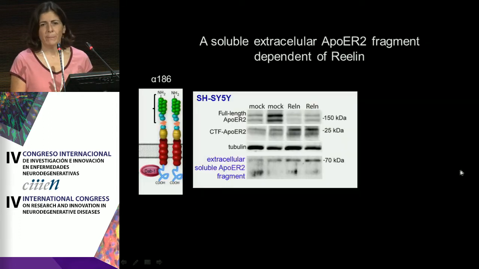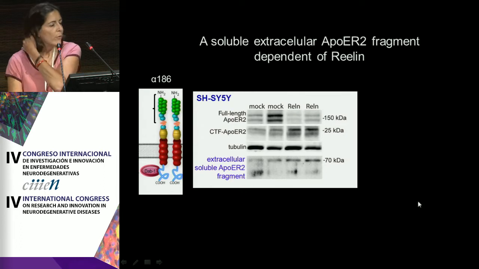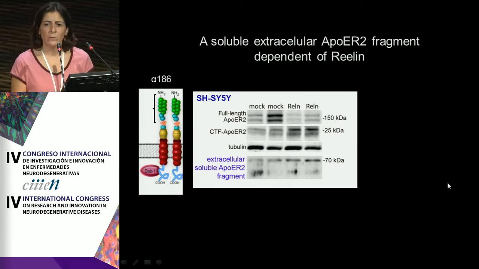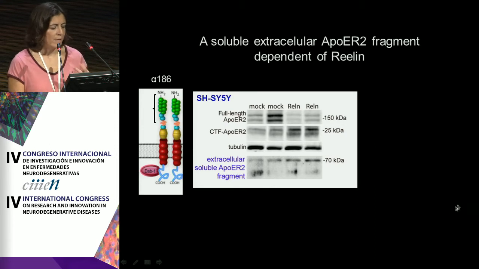And another key process of reelin signaling is the processing of the ApoER2 receptor. As I told you before, when reelin binds to the receptor, it starts the processing, the receptor is internalized, and the secretases process the receptor and generate fragments. One very well-known fragment is the CTF, and as well the ICD I commented before.